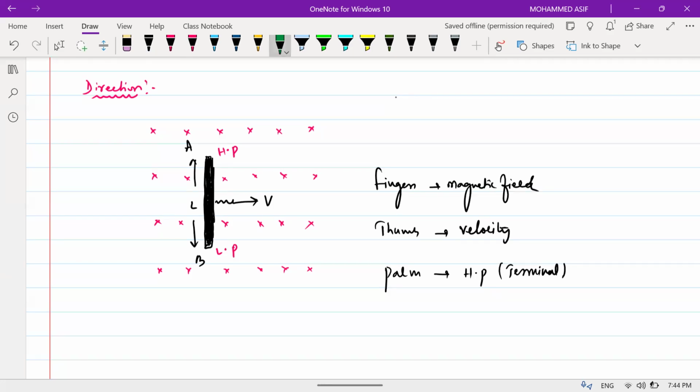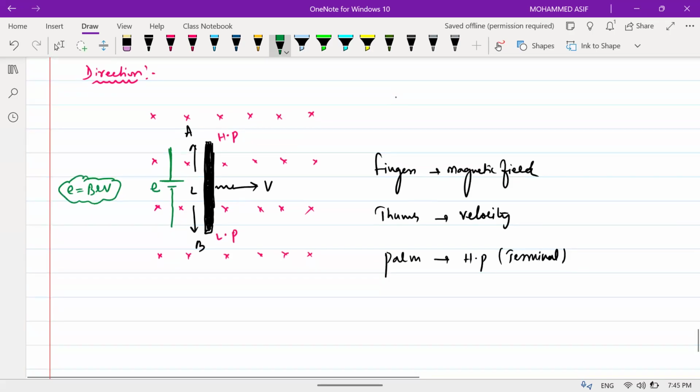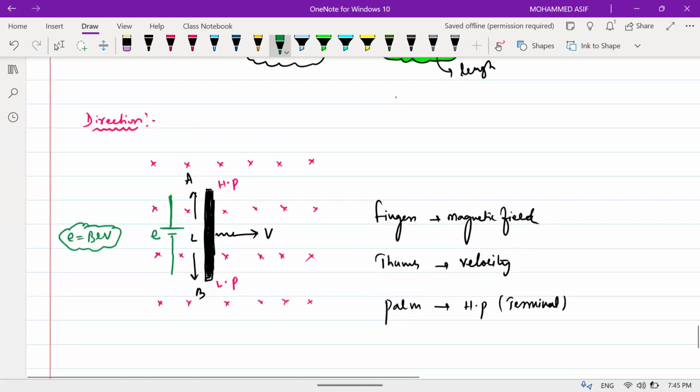That means we can remove this rod and connect a wire. This end will become the higher potential and this end the lower potential. So we can remove the conducting rod and replace it with a battery whose potential is E, and this E will be equal to BLV. So we are replacing the rod with a battery. Higher potential will be positive, lower potential will be negative. Okay?